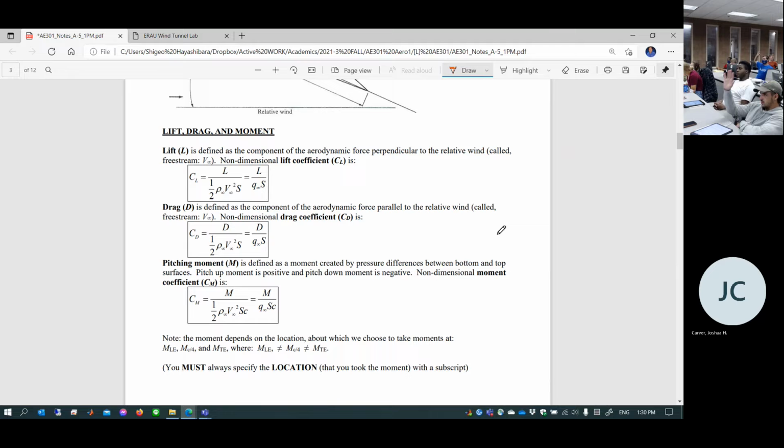Is it your chord times your length? Is it just the bird's eye view, the planform area? It could be the chord. It depends, and you have to be very careful about that. You may come up with the idea that this is called a characteristic area. What is that?